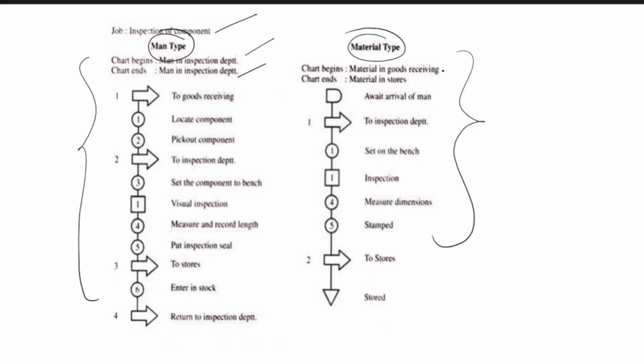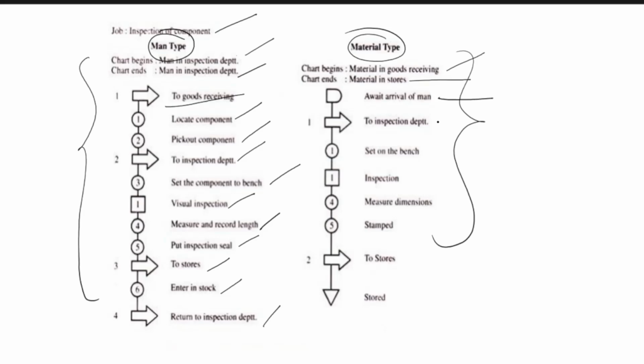For the material type, the chart begins with the material in goods receiving and the material in the stores. First the man is in transport to goods receiving. Then he locates the component, picks the component, goes to the inspection department, sets the component on the bench, does a visual inspection, measures and records the length, puts the inspection seal, takes it to the stores, enters it in the stock and returns to the inspection department.